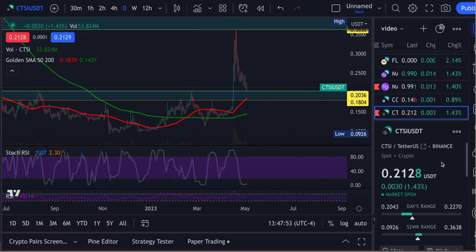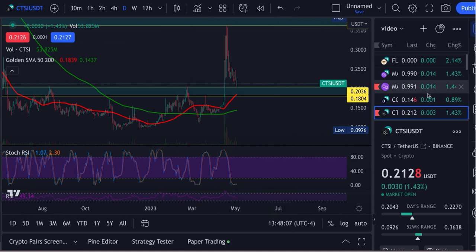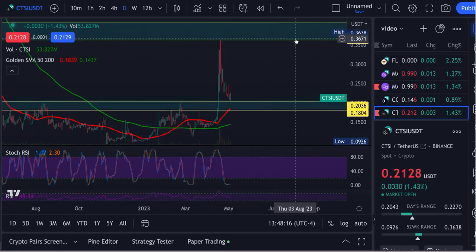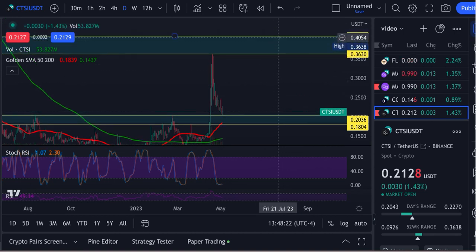So far we're up 1.43% for the day. We've had a low of 0.2043 right where we hit that bottom, and we had a high of 0.2270. It looks like it might be ready to move. As long as Bitcoin plays ball and doesn't tank, we should be ready for the next move up. That next major resistance is up there at 36 cents to 40 cents.